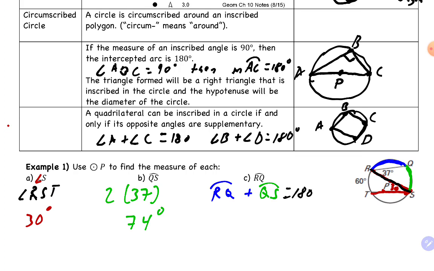So the blue, we figured out, well, that's what we're looking for. So blue is, we'll call X, plus QS, which we found out to be 74 degrees, equals 180. So x equals, or RQ is equal to 106.